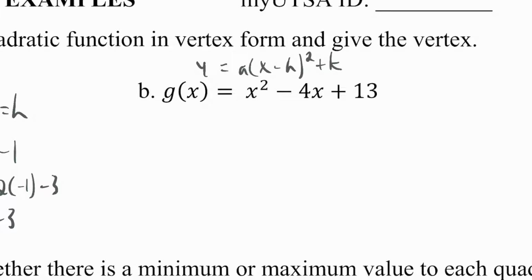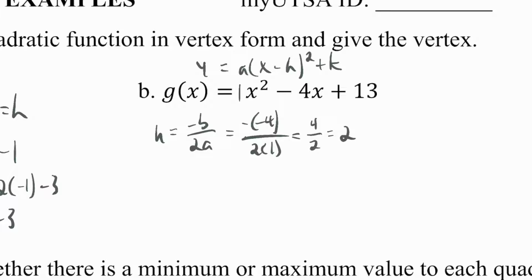And the a is always the leading coefficient, right? Which is 1 in this case. So h is negative b over 2a. So negative, negative 4 all over 2 times 1. So I get 4 over 2, or 2. So h is 2. So k is g of 2.